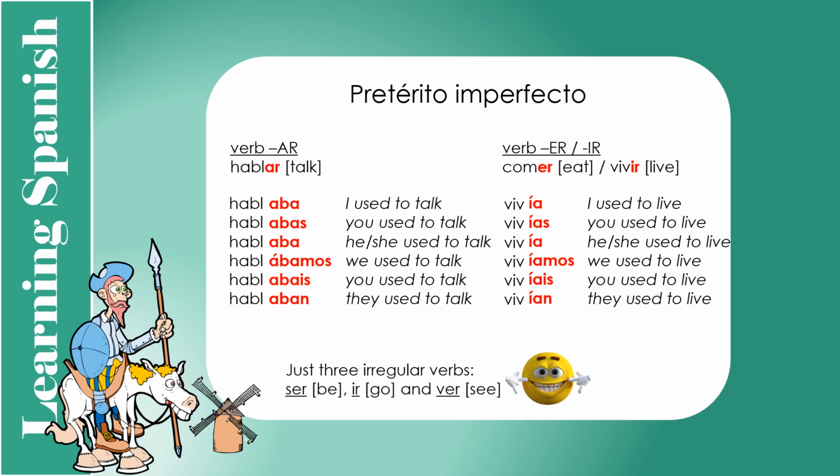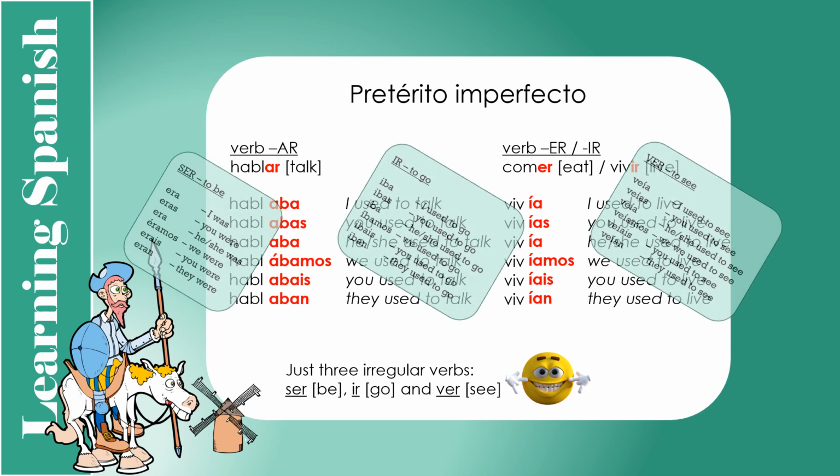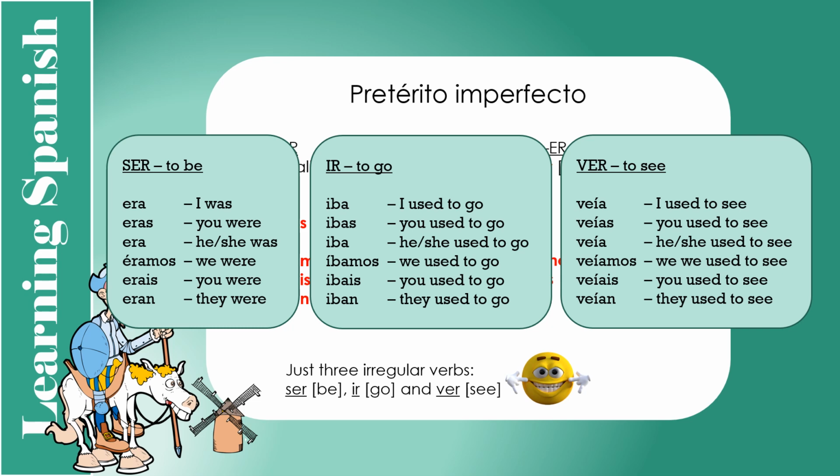Then, a small bright spot of this past tense. There are only 3 verbs with an irregular pretérito imperfecto. Ser, to be, ir, to go, and ver, to see.